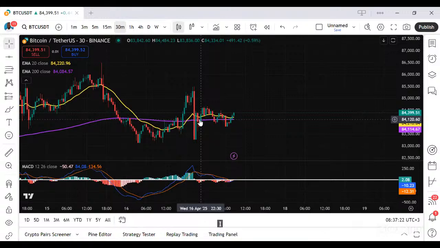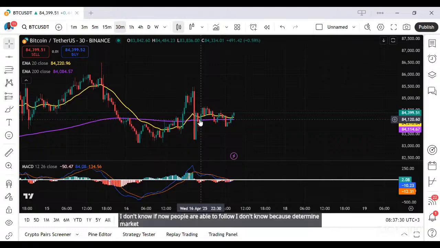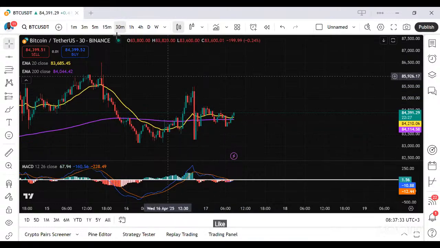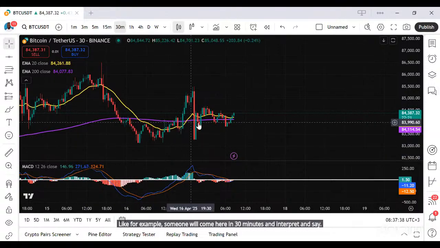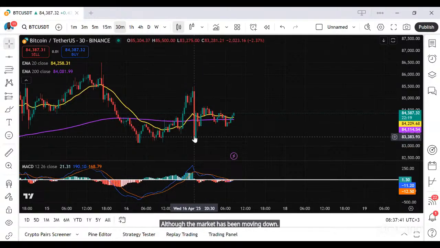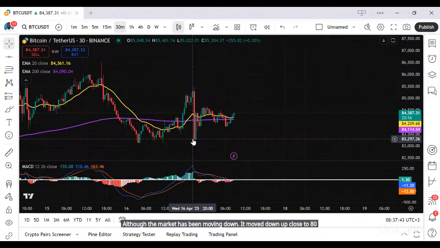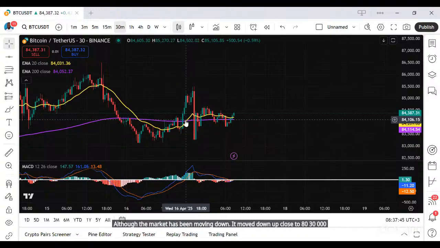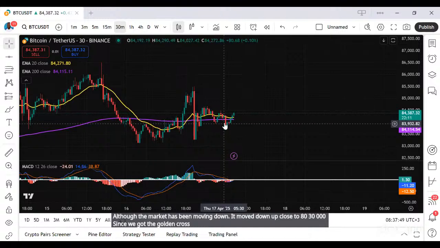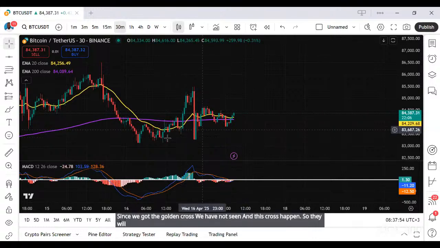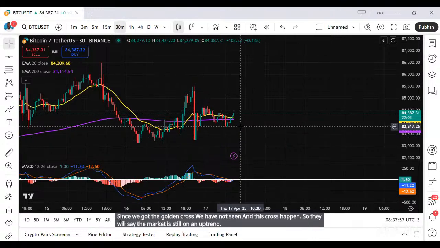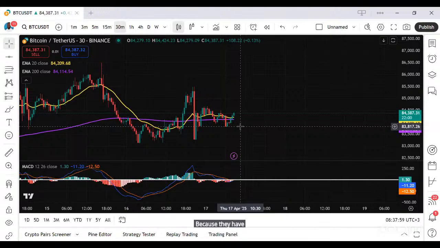I don't know if now people are able to follow. I don't know, because these determine market trends. For example, someone will come here in 30 minutes and interpret and say, although the market has been moving down, it moved down up to close to $83,000. Since we got the golden cross, we have not seen a death cross happen. So they will say the market is still on an uptrend because they have not seen the death cross happen.